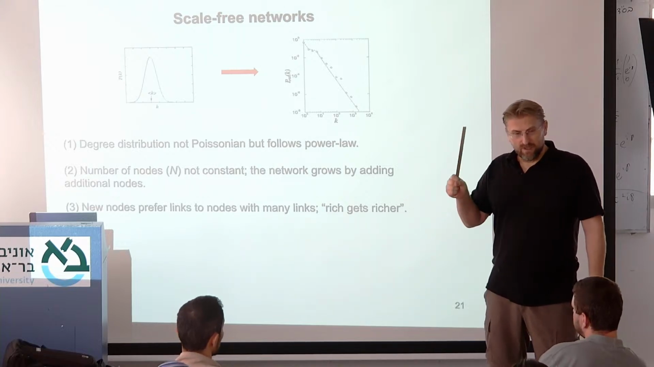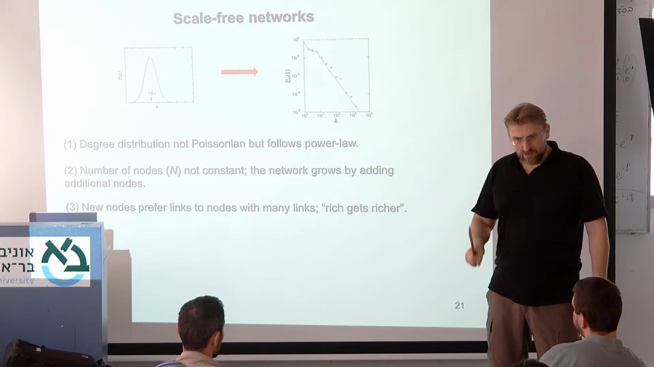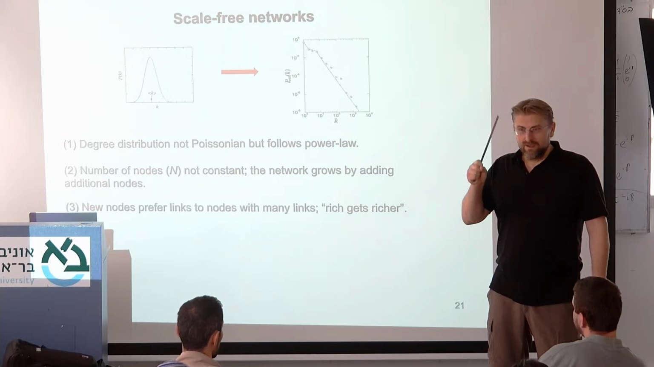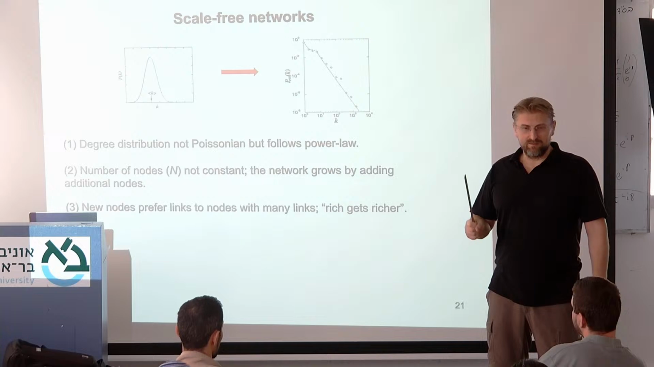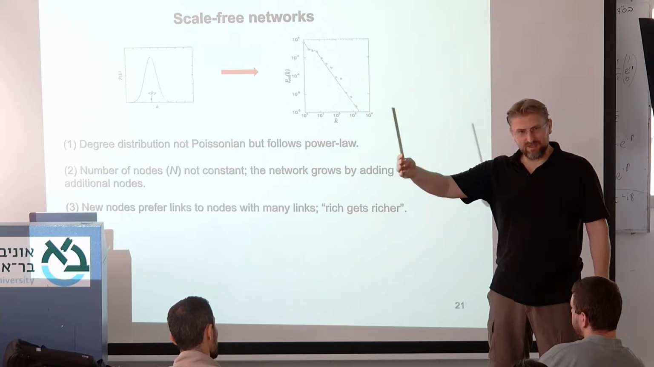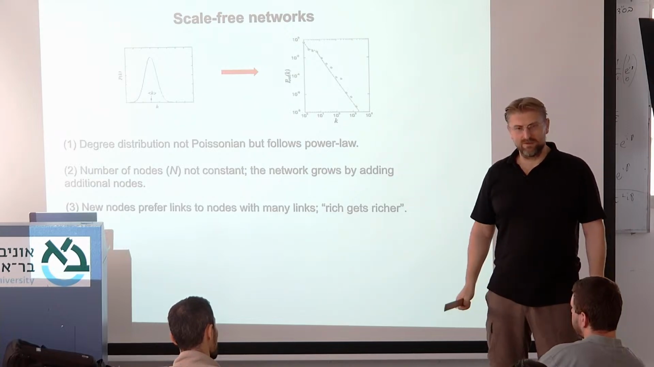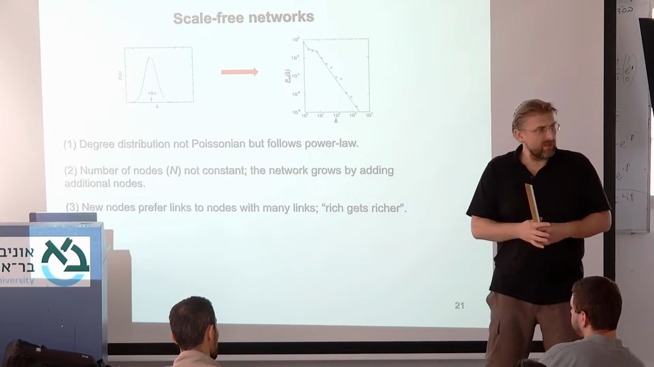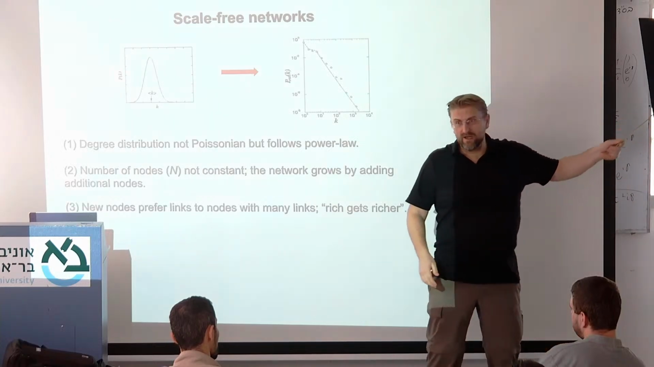I told you, if you don't have an apartment in Israel, it is very difficult for you to get an apartment if your parents are not helping you, right? But if your parents already have 3 apartments, it's very easy for them to get a 4th apartment and give it to you. So this is rich gets richer, and this plays a role here.